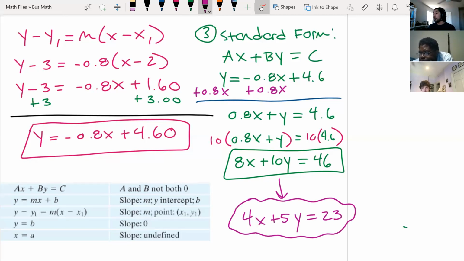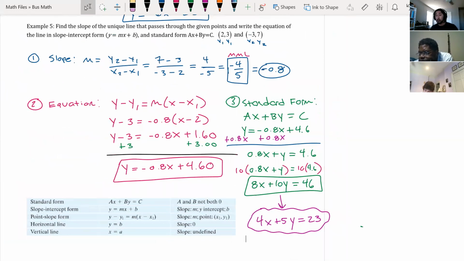Just in the hopes of whichever one MyMathLab will take. We'll see how picky it is. I'm hoping it'll take the green one. If not, it's going to want the purple one. But this is how you go from 2 points to create the equation of a line. So you have to find the slope. Once you find the slope, you can find the equation by using the point slope formula. And once you have the equation, you can find the standard form by moving things over and getting rid of those decimal numbers.